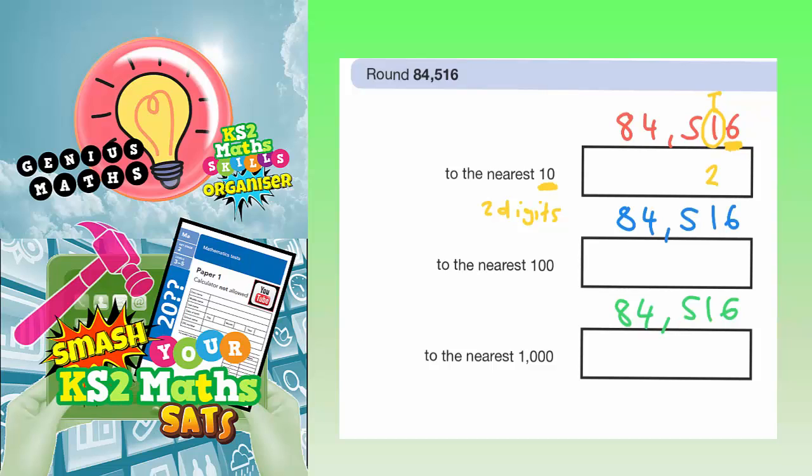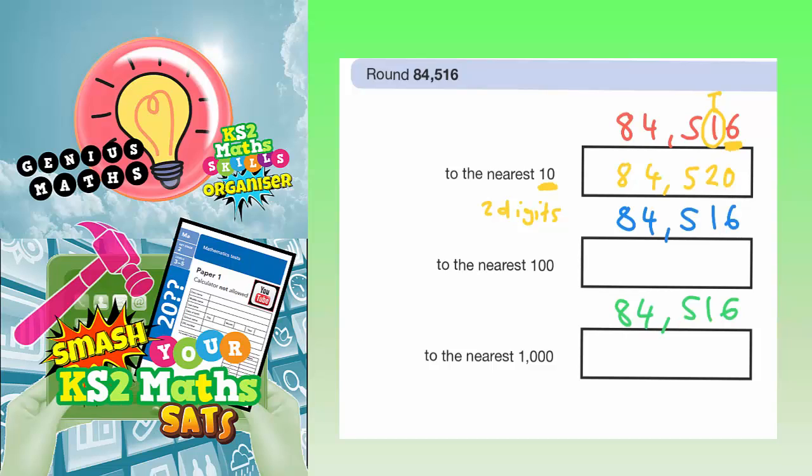Now here comes the tricky bit. Any digits after the 1 that you've just rounded get replaced with zeros. So that 6 is going to get replaced with 0. But any digits before the 1 you've rounded are just going to stay as they are. So the 5 stays as a 5, the 4 stays as a 4, and the 8 stays as an 8. So to the nearest 10, your answer is 84,520.